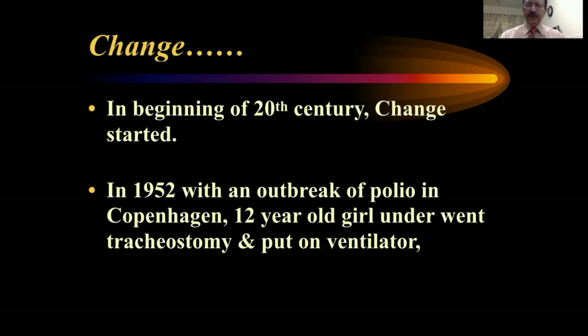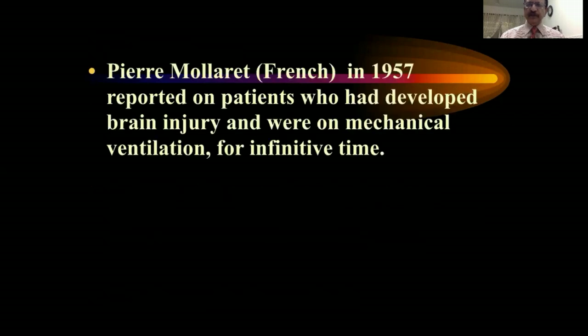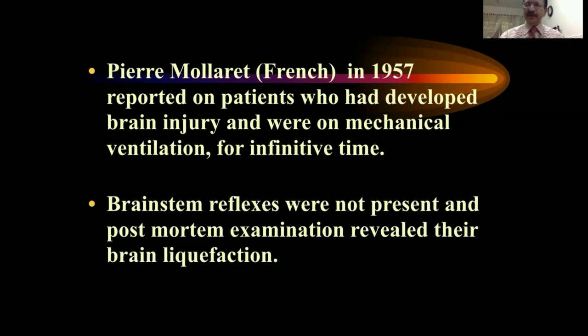In the 20th century the change started in 1952 with an outbreak of polio in Copenhagen. A 12-year-old girl underwent tracheostomy and was put on a ventilator, and the cardiopulmonary criteria were then the basis of death certification. Another case was that of Mollaret, French, in 1957, who reported on patients who had developed brain injury and were on mechanical ventilators for an indefinite time. Brainstem reflexes were not present, and post-mortem examination revealed brain liquefaction.